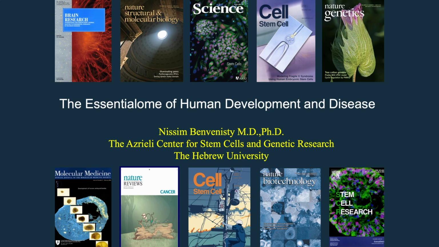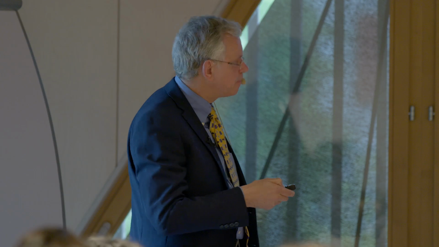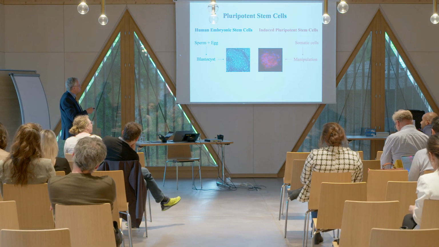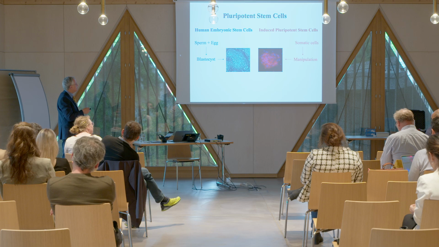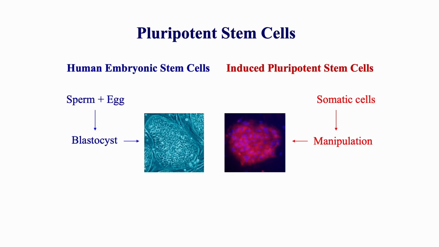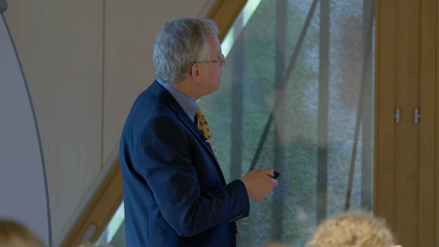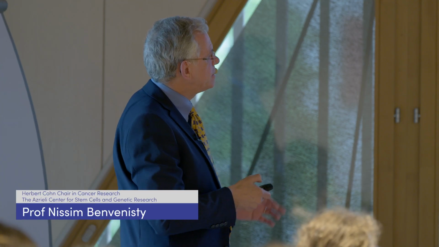So I will tell you today is the essentialome of human development and disease. When we are talking about pluripotent stem cells, and Keith gave an excellent introduction to that, we have embryonic stem cells that are coming from the blastocyst stage embryos after the fusion of the sperm and the egg, and induced pluripotent stem cells that are coming from somatic cells that by manipulation are becoming pluripotent. And today I will also discuss haploid human embryonic stem cells that are generated only from the egg without the sperm. So as you heard, human pluripotent stem cells can really make all the cells in our body.